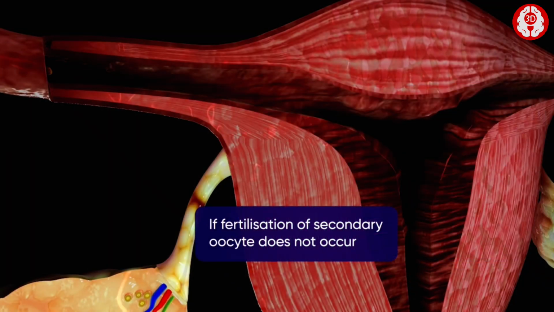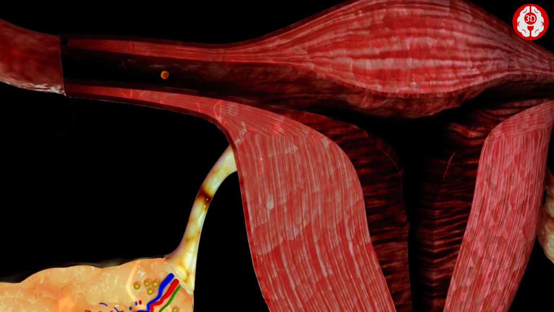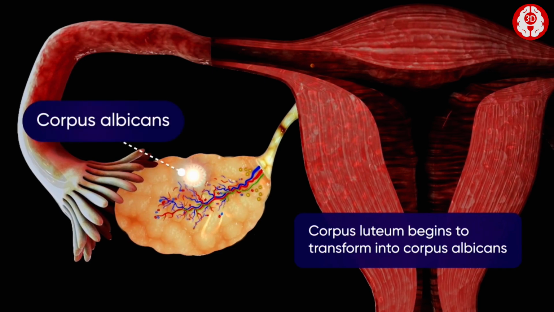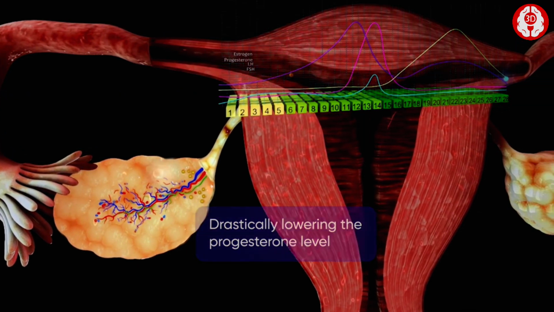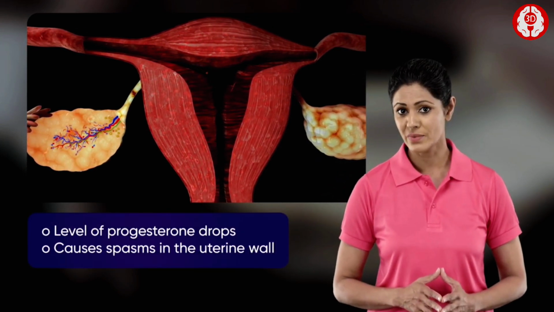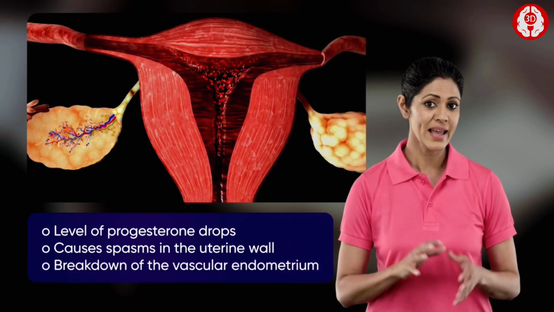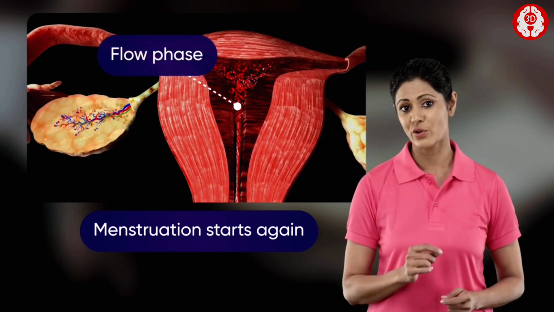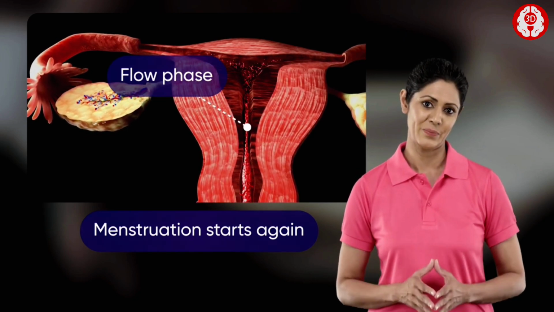But if at this stage the fertilization of the secondary oocyte does not occur, the corpus luteum in the ovary begins to transform into corpus albicans, thus drastically lowering the progesterone level. As the level of progesterone drops, it causes spasms in the uterine wall. This leads to the breakdown of the vascular endometrium. Menstruation starts again, and the flow phase of the cycle begins, leading to the continuation of the menstrual cycle.